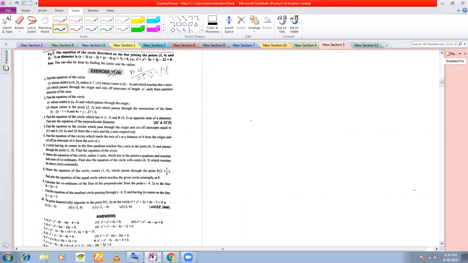So here, let us see number 3. Find the equation of a circle which has A(1,3) and B(4,5) as opposite ends of the diameter. Find also the equation of the perpendicular diameter. So you see, you have a circle, you have a center, you have a diameter. Let us take the center of the circle as C, and let us take the extremities of the diameter as A(1,3) and B(4,5).